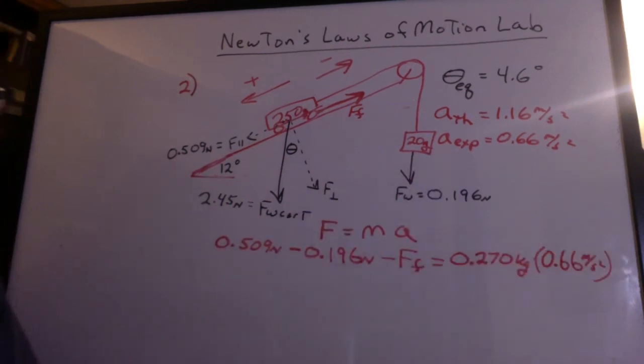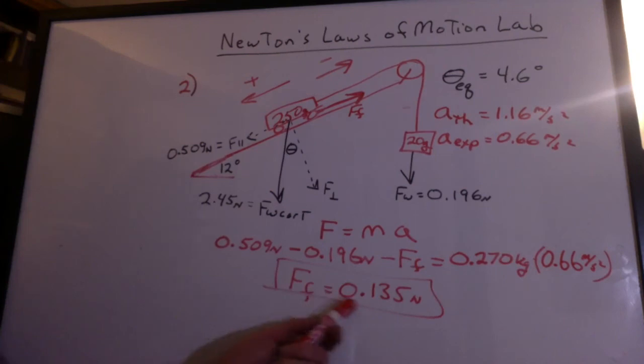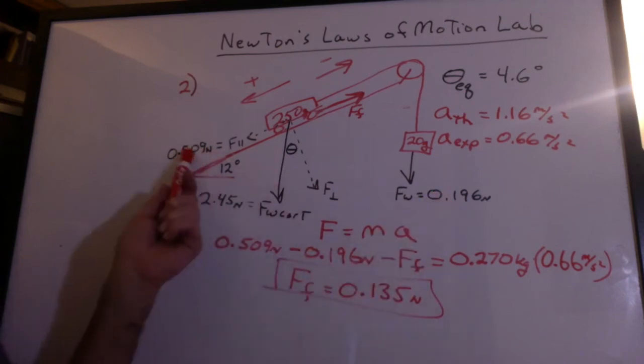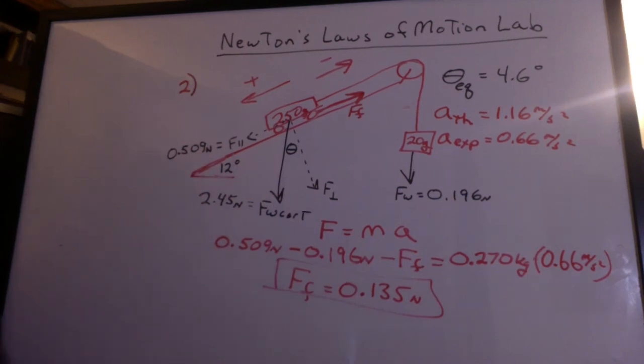0.66 meters per second squared. And I get 0.135 newtons of friction. Again, even though that seems like a small number, it's fairly significant compared to the forces we're using. Depending on your equipment, you could get a much different number.